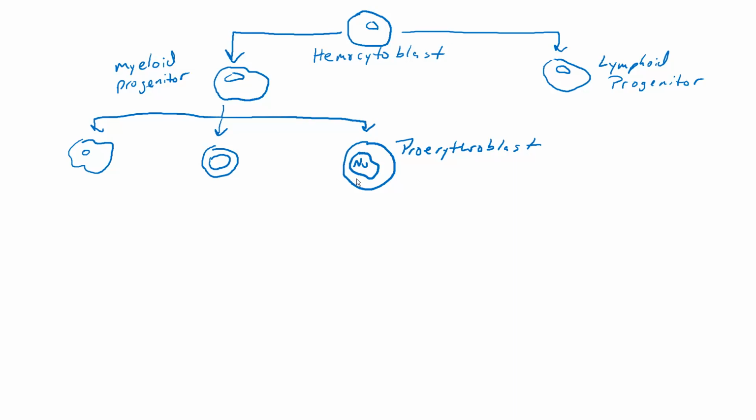Now, this proerythroblast has now undergone differentiation to the point where it's going to become a red blood cell. It can't be anything else now. So it's terminally differentiated, and now it's just got to undergo the morphological transition from being this proerythroblast, this pre-red blood cell, to becoming a red blood cell. And it's going to undergo a series of transformations. So it's going to become a basophilic erythroblast.